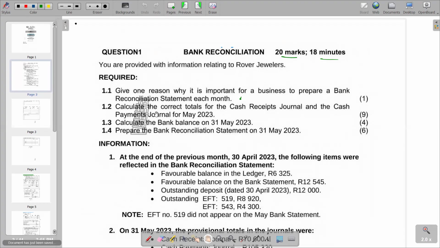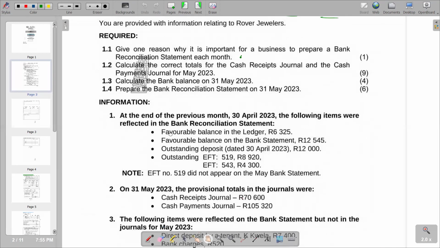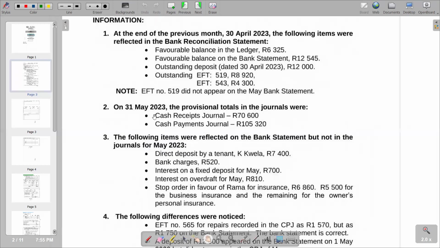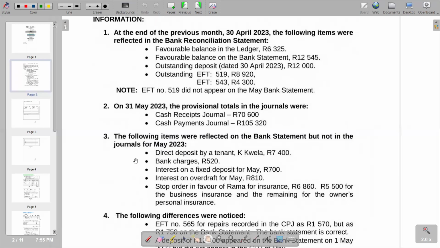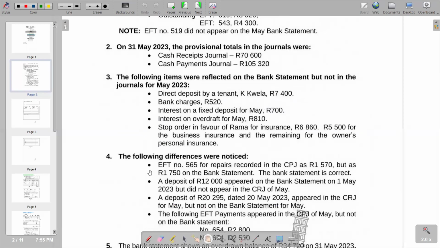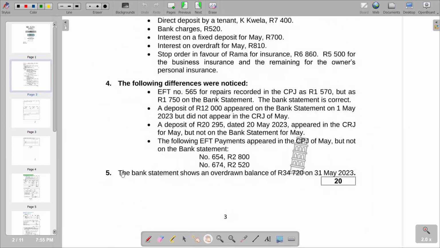On the first information that we have, it reads: at the end of the previous month, 30 April 2023, the following items were reflected in the bank reconciliation statement. So we are given a favourable balance in the ledger, 6,325, and then we have some information that we are given. So you also need to go through what you are given in the question. We also have information 2, information 3, which you also need to go through, information 4, and finally information 5 is the last item that we have.